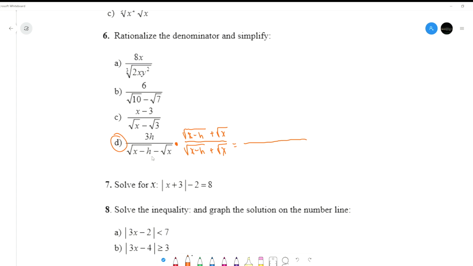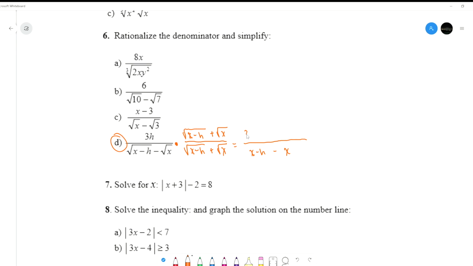So as you can see in this denominator, the radicals, if you distribute this, the radical cancels out here and you get x minus h. And then the middle two terms cancel out, and then the last term is minus x. So this is what it turns into. That complicated denominator turns into x minus h minus x.